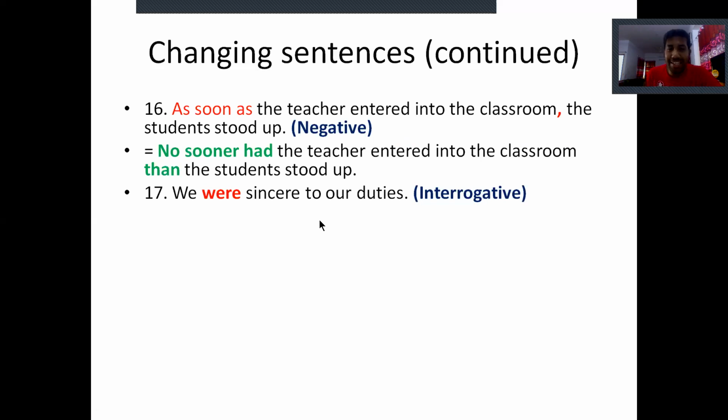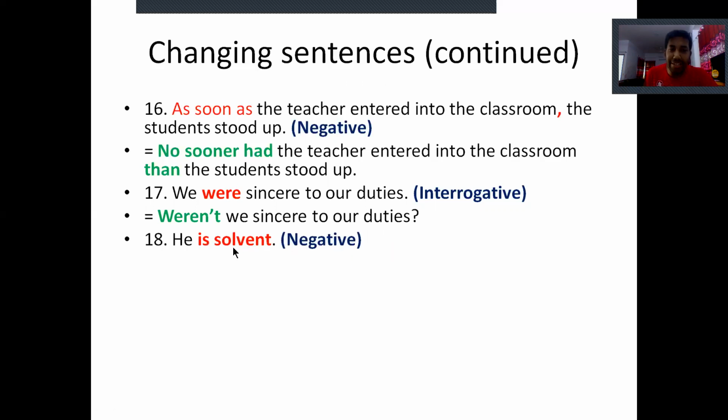We were sincere to our duties. We have to make this sentence interrogative. If any sentence has an auxiliary verb like am, is, are, was, were, we take those auxiliary verbs to the beginning of the sentence to make it interrogative. And if the sentence is also affirmative, we add a negative word with that and use the contracted form. So were plus not, the contracted form will be weren't. The interrogative will read: weren't we sincere to our duties?